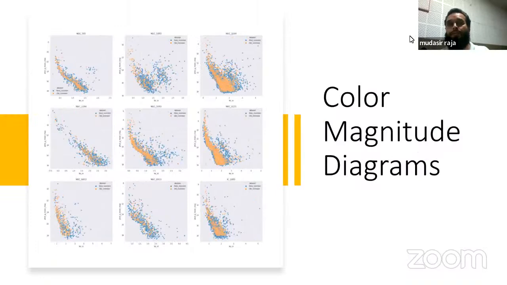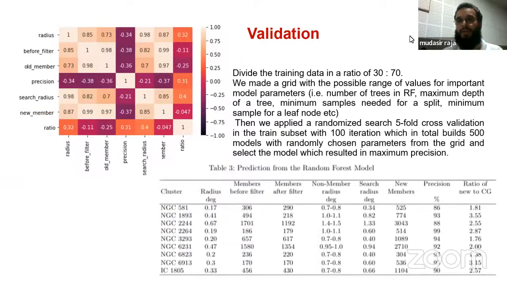These are the color magnitude diagrams. Orange ones are theirs and blue ones are ours. You can see that blue is slightly better because the number of members has increased since we used double the radius. This is the validation, where we divided the training set 30 to 70. Once the training and testing were done, we computed the precision. Here, precision is 86%, 93%, 88%, etc. Precision gives you an idea of how many members we extracted back when running random forest, because we got almost 86%, almost 90% of members back while running this training data set.